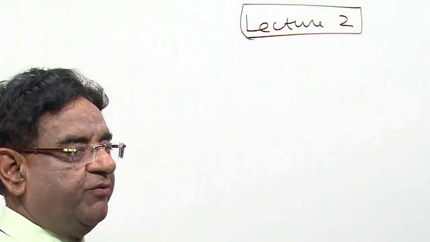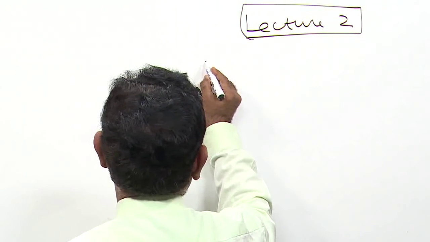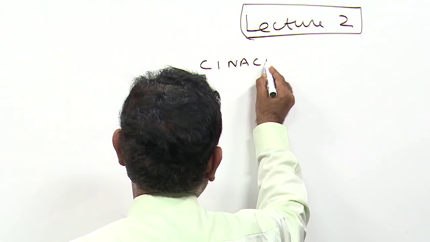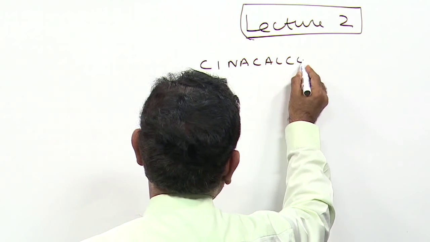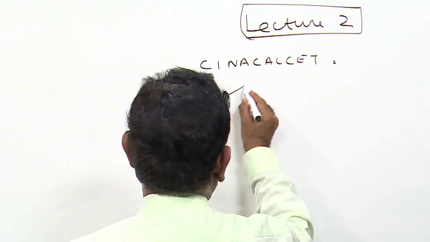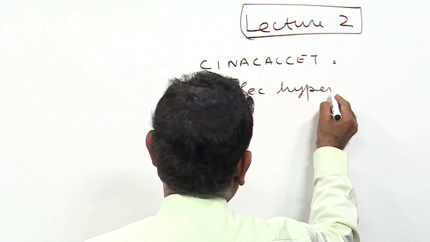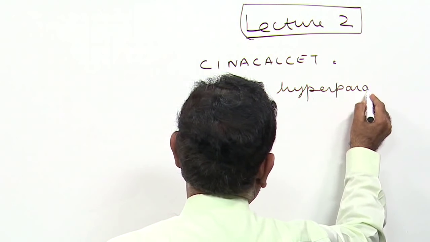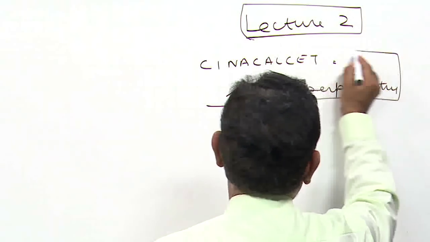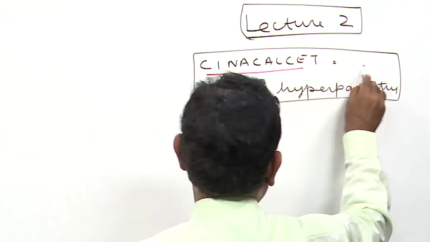First of all, we have one drug, so called Cinacalcet. This we use in secondary hyperparathyroid. Box number 1, Cinacalcet.